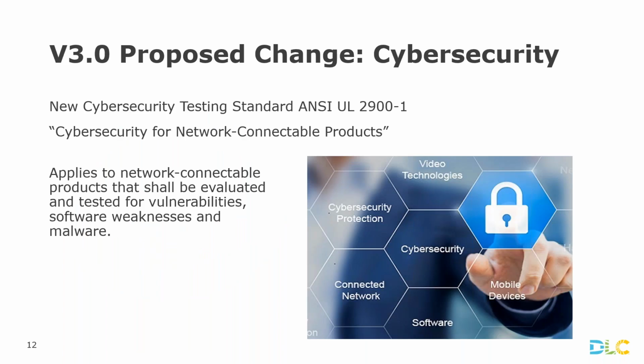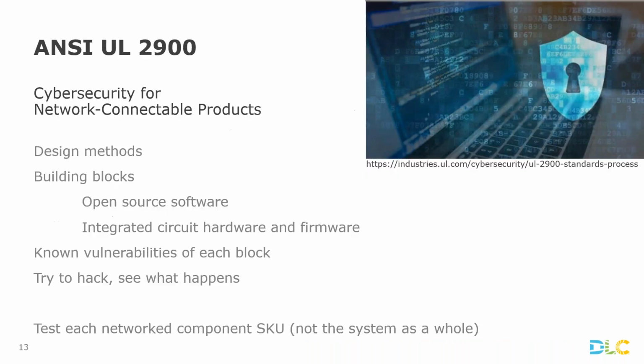ANSI UL Standard 2900-1 covers cybersecurity of network connectable products. It applies to network connectable products such as networked lighting controls that shall be evaluated and tested for vulnerabilities, software weaknesses, and malware. It was approved as an ANSI standard last year in July 2017.